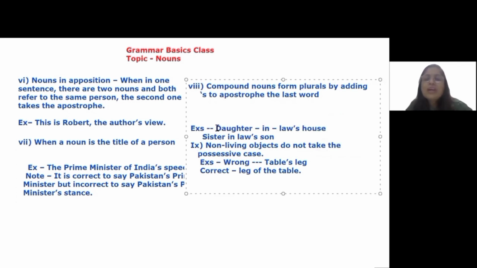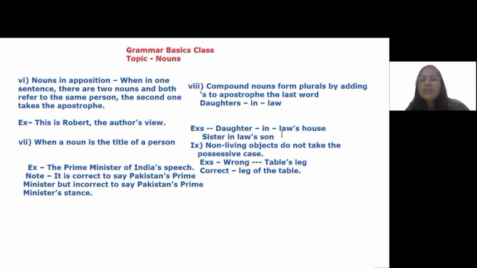Compound nouns here, because when a compound noun makes a plural, at that time, the S comes after the countable part. And this is what gets to be confusing many times. So it is daughters-in-law when we talk about a plural. But when it takes a possession, then it is this last one, daughters-in-law's. When we talk about non-living objects, then what happens?